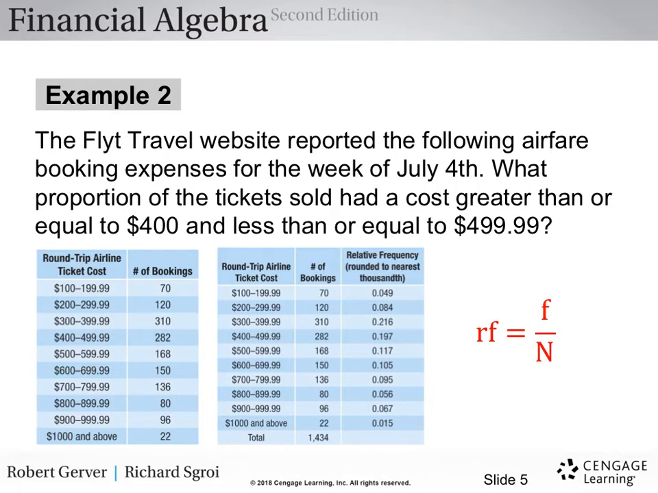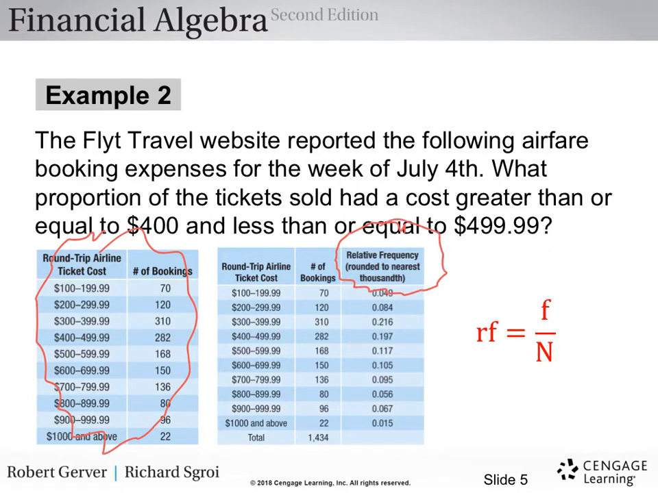All right, let's look at example 2. The flight travel website reported the following airfare booking expenses for the week of July 4th. What proportion of the tickets sold had a cost greater than or equal to 400 and less than or equal to 499? We start on the left with our table showing ticket cost and number of bookings. Now, we're going to add to that this column, relative frequency. How do we calculate the relative frequency?